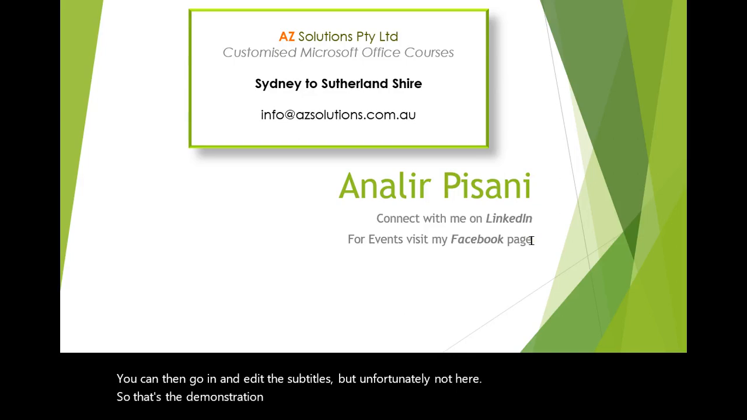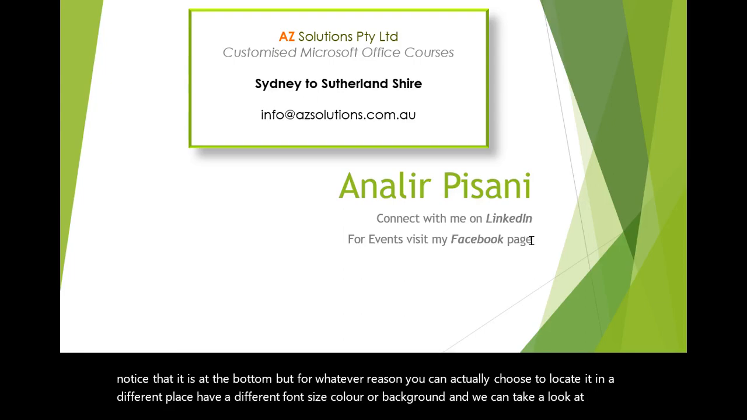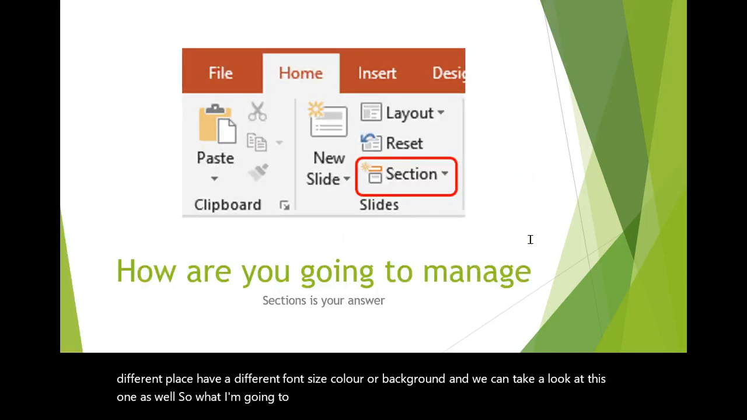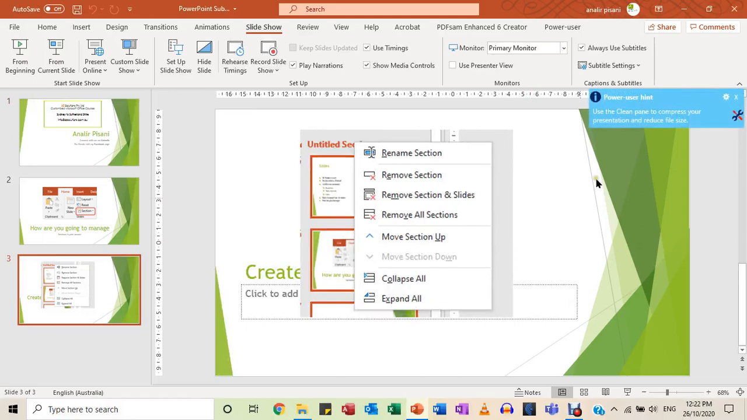Now you do have the standard formatting of the colors. You'll notice that it is at the bottom, but for whatever reason you can actually choose to locate it in a different place, have it a different font size, color or background. And we can take a look at this one as well. So what I'm going to do now is simply hit escape, which will get me out of the presentation.